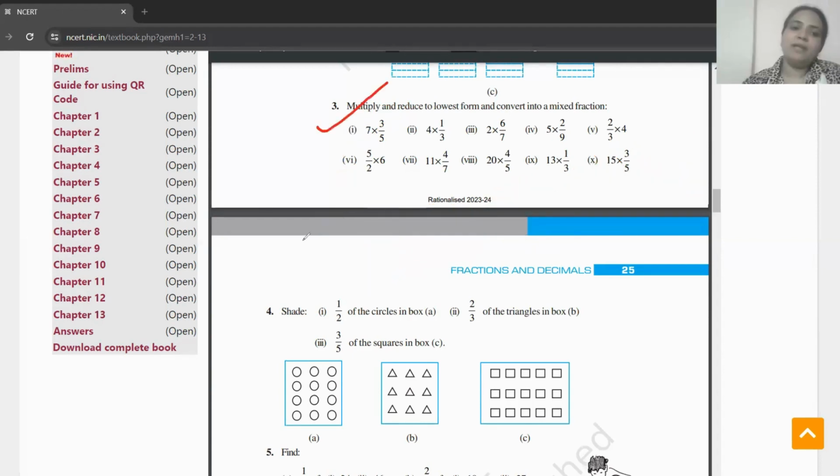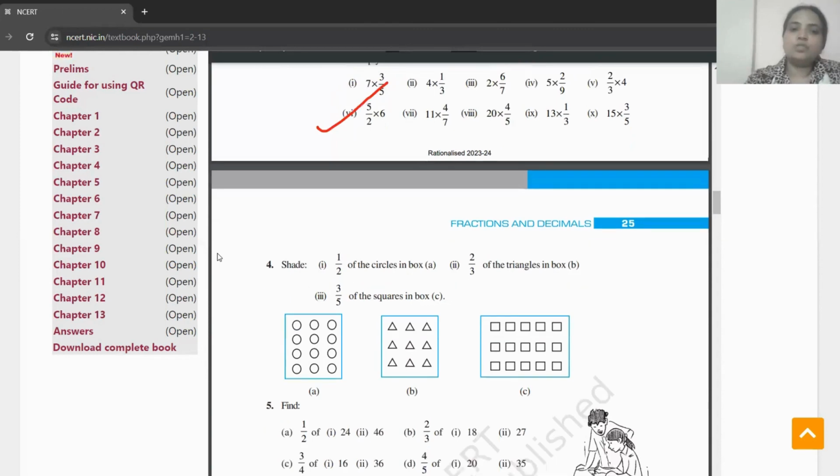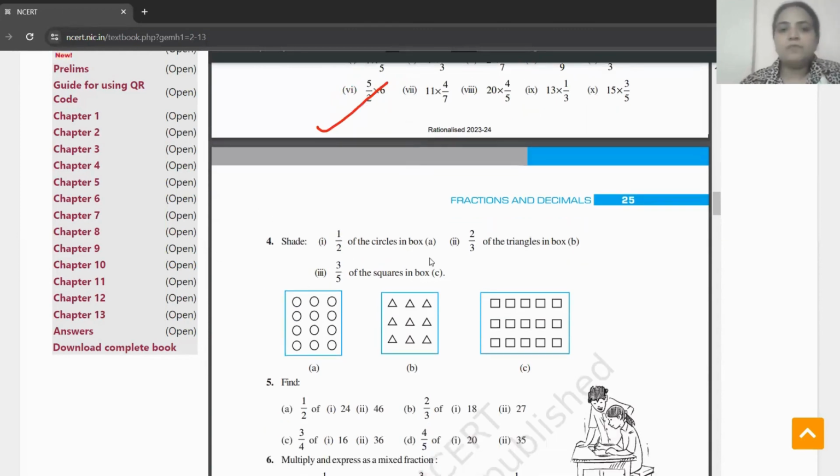So solve this mathematically quickly. Next also is very easy. You need to shade half of the circles in a box. Whatever you have, count it, and then shade half of it. So if you have 1, 2, 3, and 1, 2, 3, 4, so 3 fours are 12 circles you have. Out of those 12 circles, shade half of it in any pattern you wish.